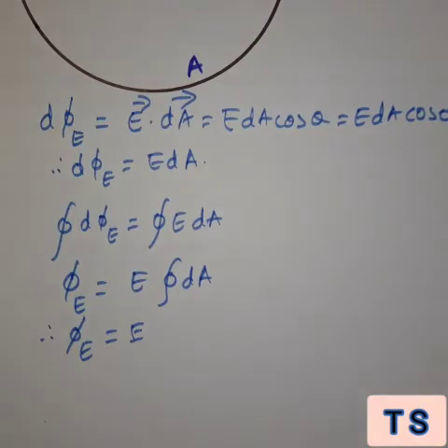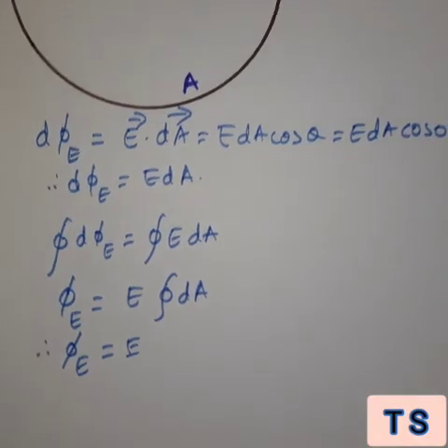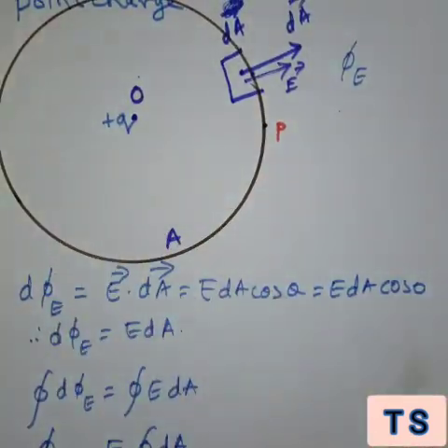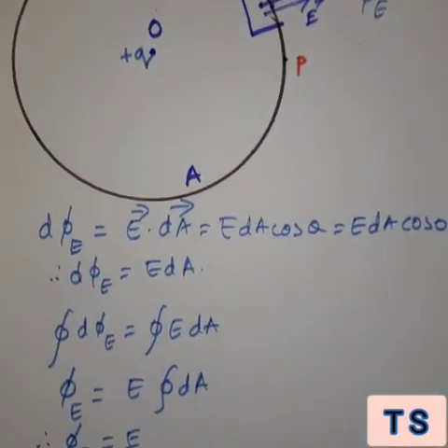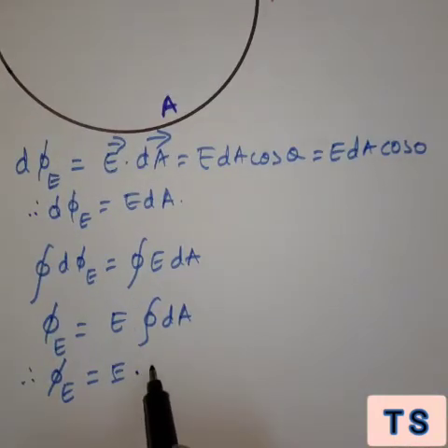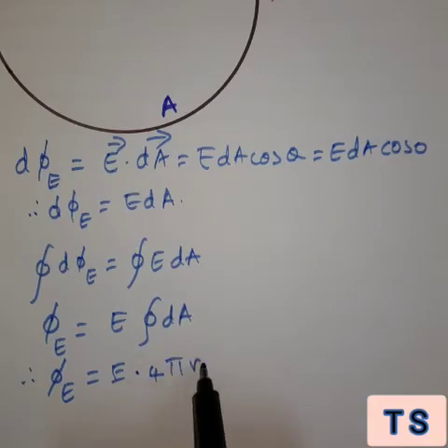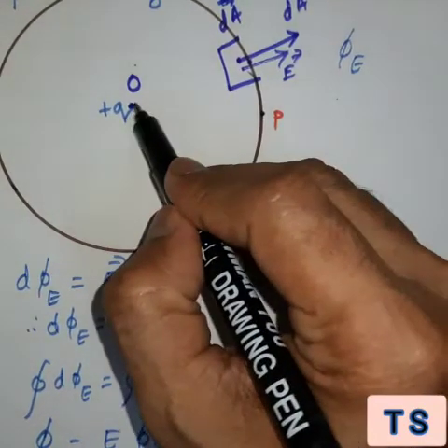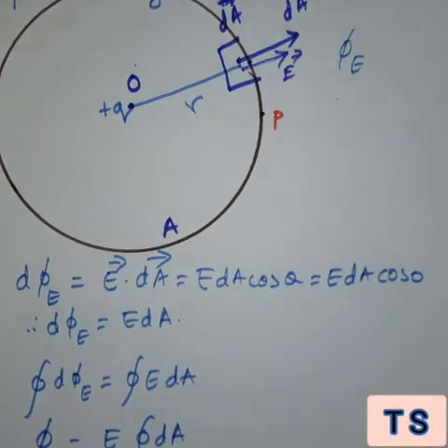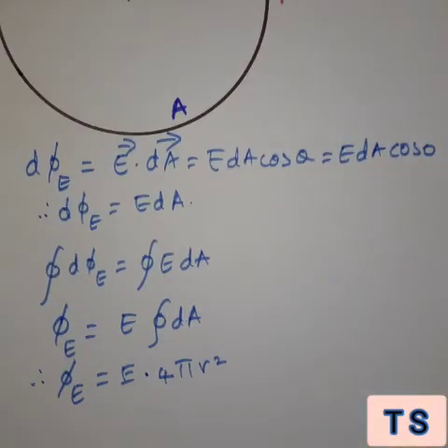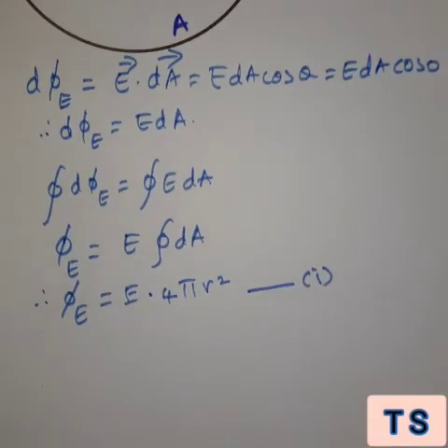What is the value of the closed integration of this dA? That means the surface area of this spherical body. The surface area of a spherical body is 4 pi r square. So this will be 4 pi r square. Let's say the radius over here is r. So phi E equals E times 4 pi r square is my first equation, and that is equation number 1.